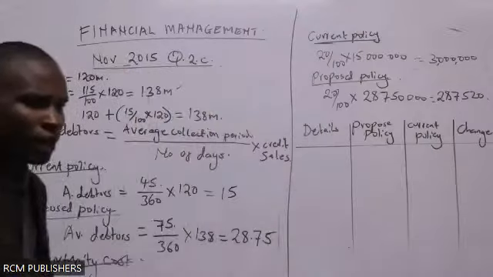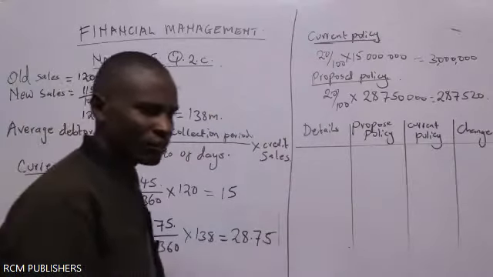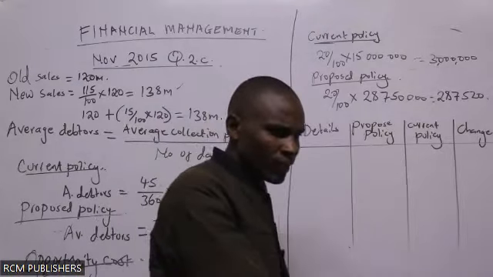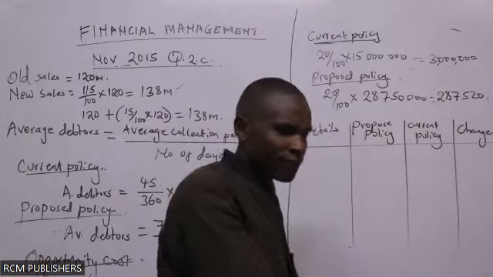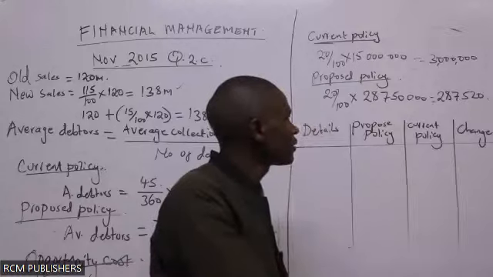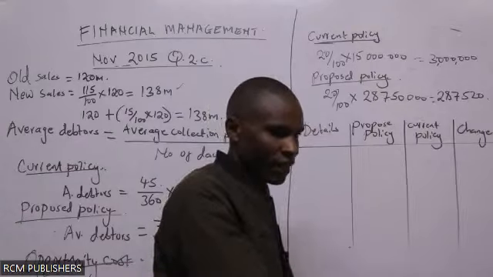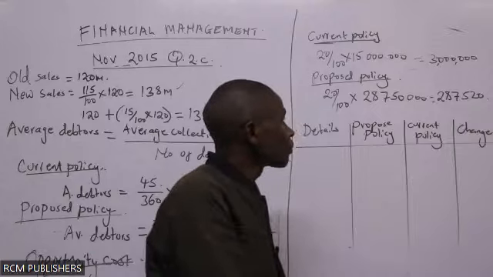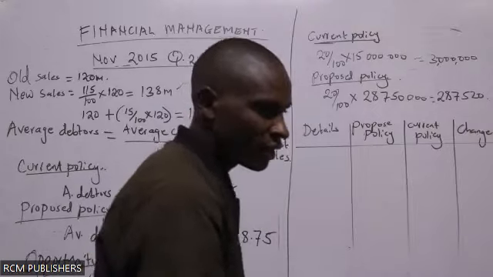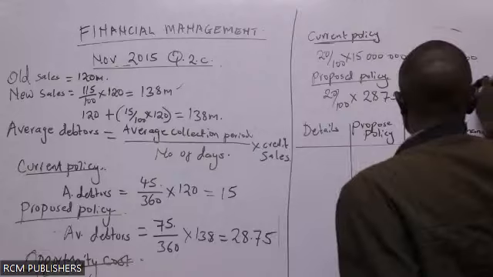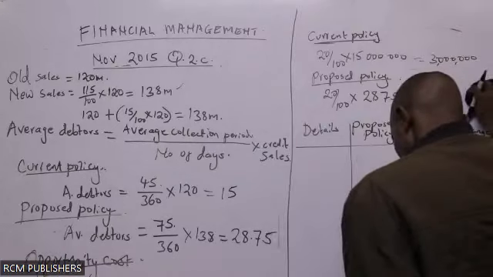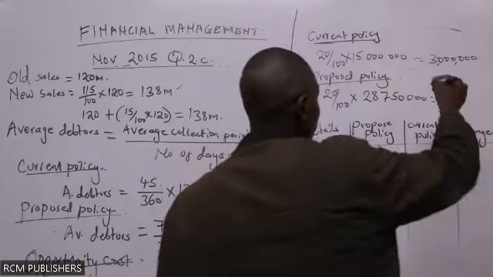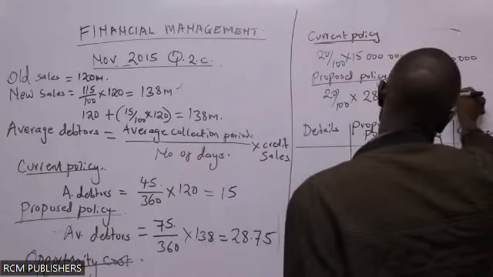Great. I'm getting something different. Yeah, it's 750,000. What am I getting? That means 50,000. So that means the proposed policy is a different figure here. Okay, no worries. 750.